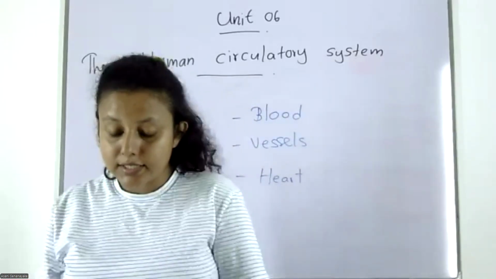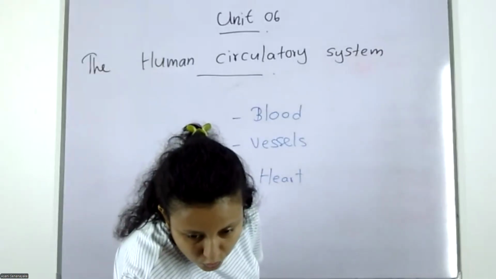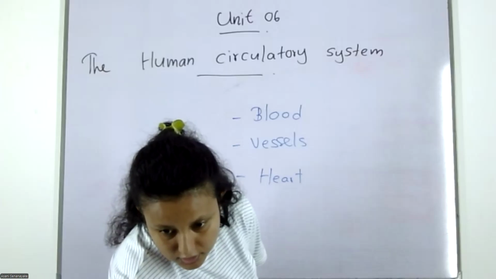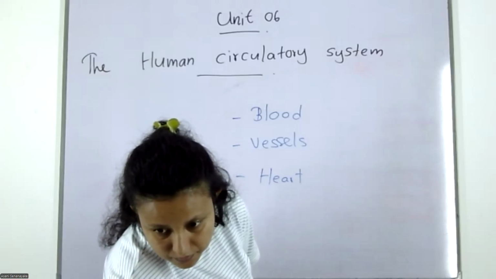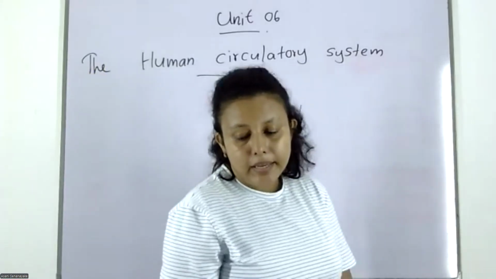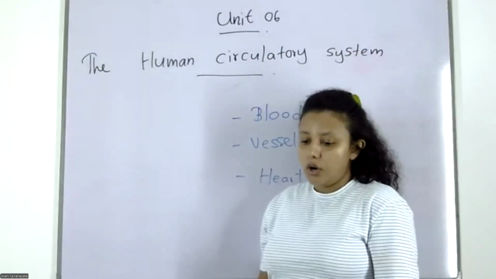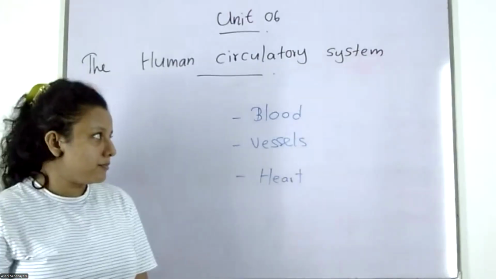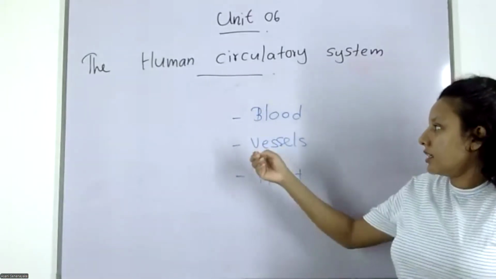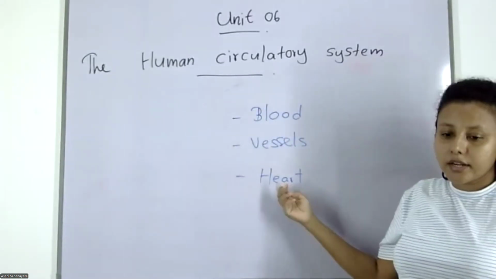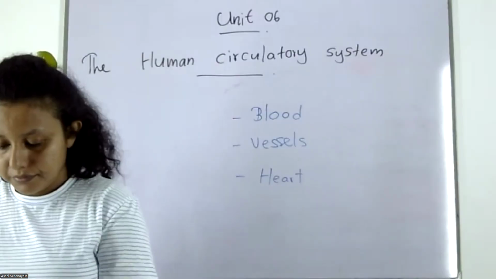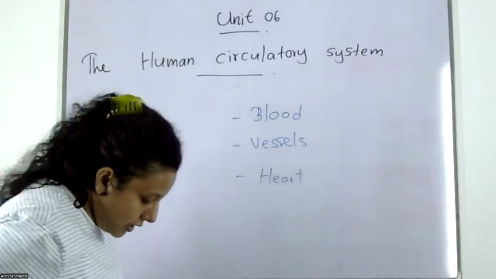So you can add the second point here. It's a closed system. Third point: it consists of... what are the parts in the circulatory system? Three parts there, right? It consists of blood, vessels, and heart.